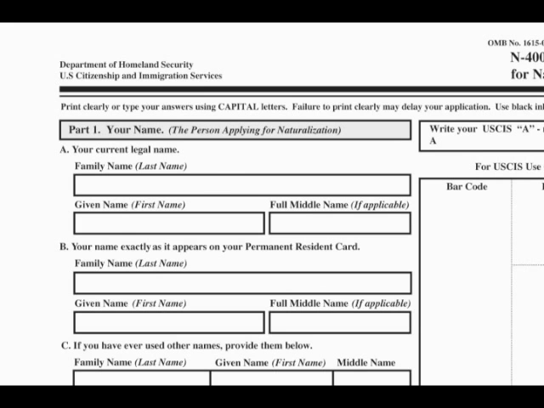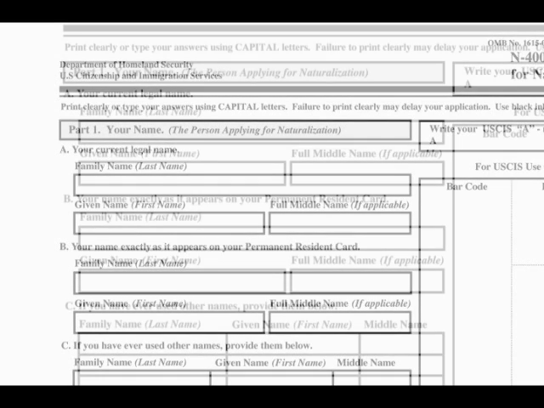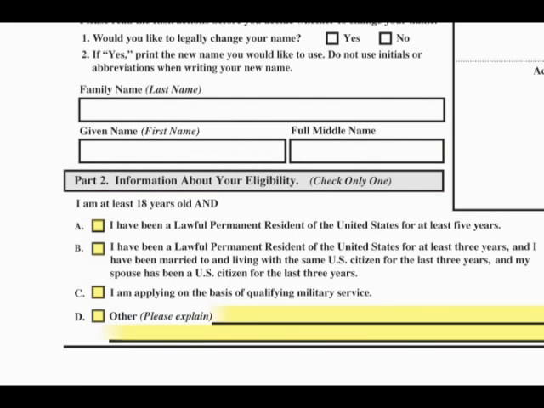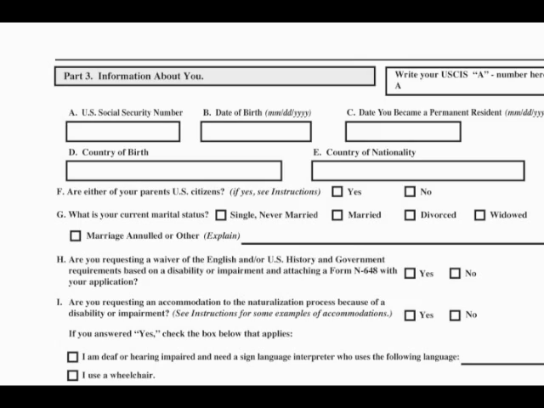The application for naturalization is broken into 14 parts. We'll begin with Part 1, where you'll need to print your first, middle, and last name in the section titled A. Fill this out with your current legal name that is on your birth certificate. Part 2 is a series of statements for information about your eligibility. Part 3 will require information about you.